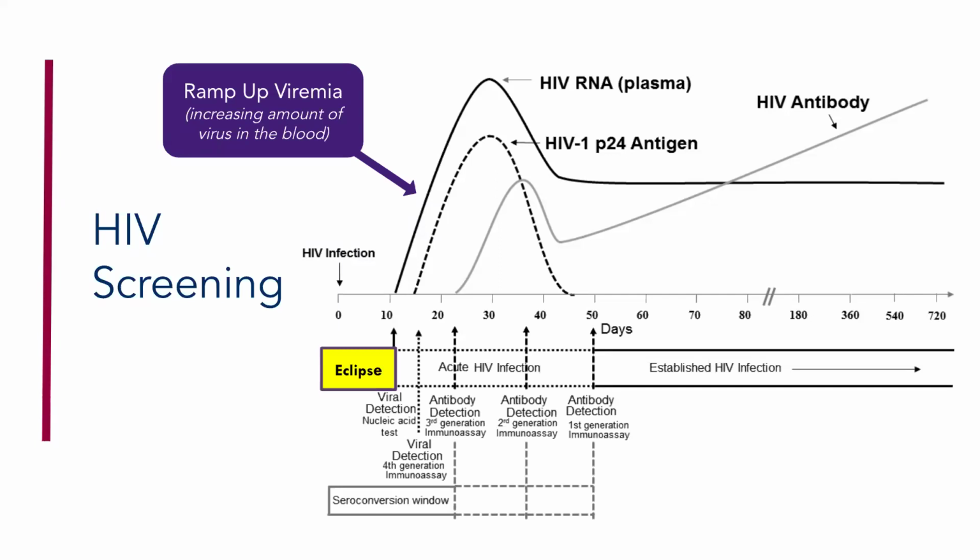0 is the time in which that individual was exposed to and became infected with HIV. And initially, there is what is called an eclipse phase. What happens in the eclipse phase is that HIV remains in the local tissue where that individual was exposed and became infected. And so you can't detect HIV in the body during that initial eclipse phase.